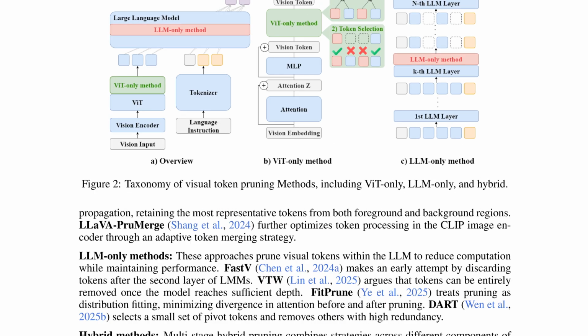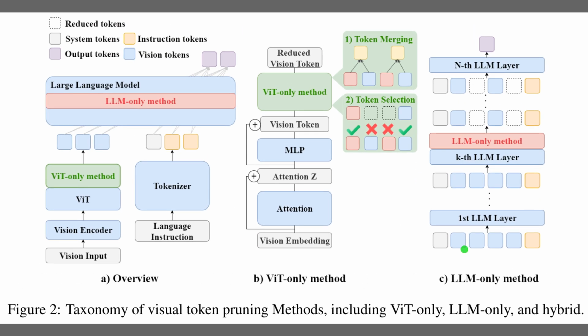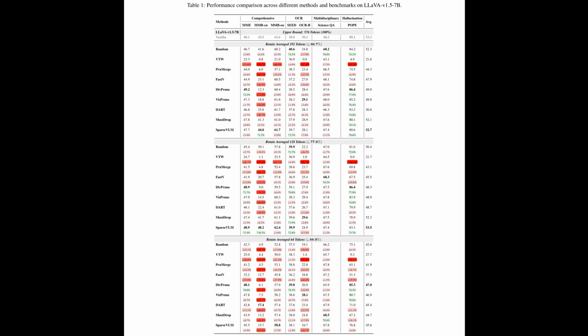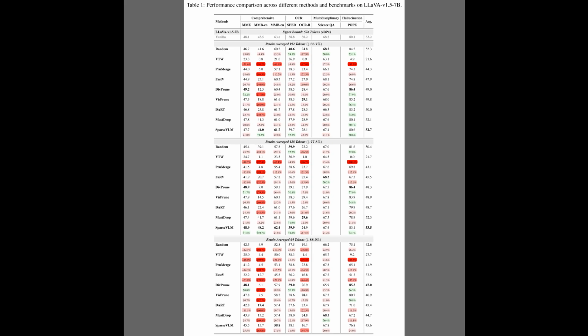Well, Figure 2 maps where pruning happens in the pipeline so listeners grasp the design space. The left panel outlines the overall flow from vision input through the tokenizer into the large language model. The middle panel details vision transformer-only methods, showing token merging versus token selection, which either combine similar patches or keep a diverse subset. The right panel illustrates large language model-only methods that drop visual tokens progressively across layers to cut compute.